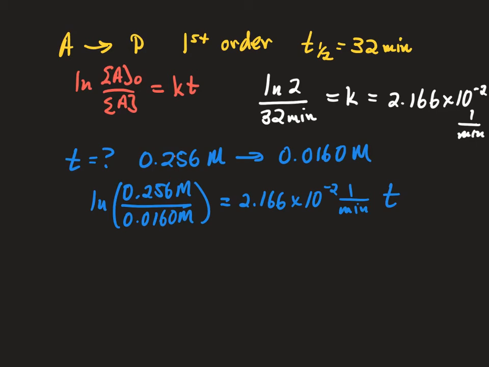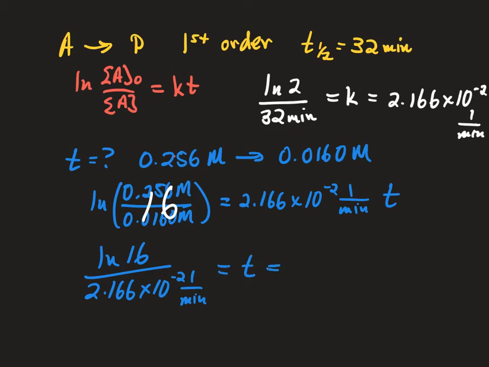If we do the math inside, that is 16. So we end up doing the natural log of 16 divided by 2.166 times 10 to the minus 2 per minute. That's equal to our elapsed time. When we do that math, we end up with 128 minutes, which is a perfectly good way of solving that problem.